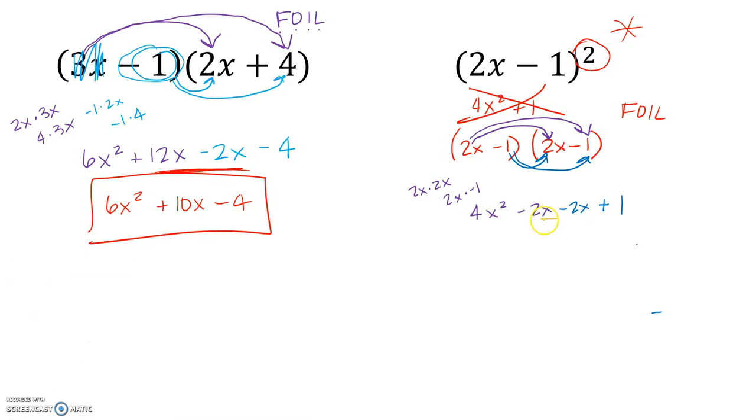And finally, just like before, I combine my like terms. Negative 2x and negative 2x is negative 4x. The 1 and the 4x squared didn't change because there weren't any like terms to go with it. And that takes care of our polynomial properties portion of our honors geometry summer packet.